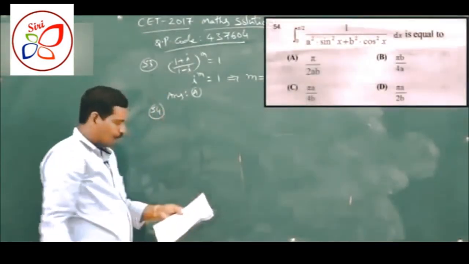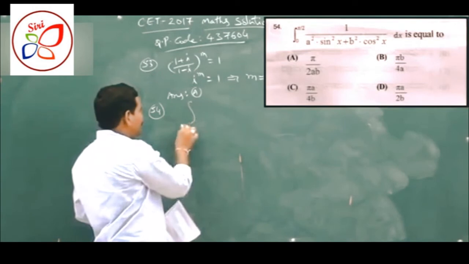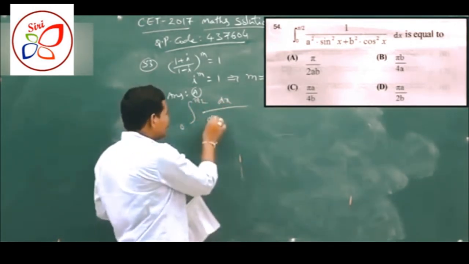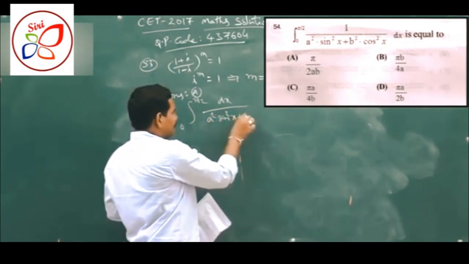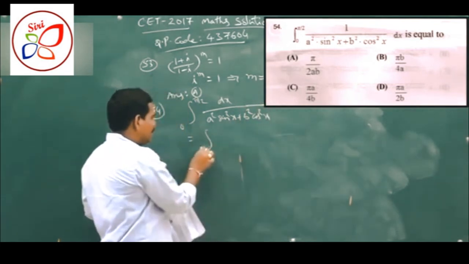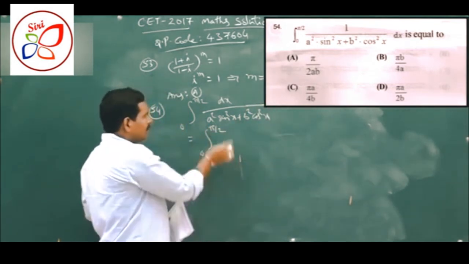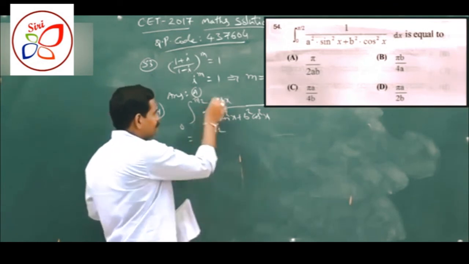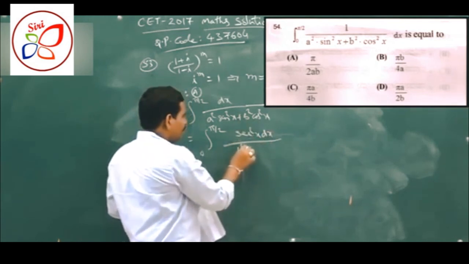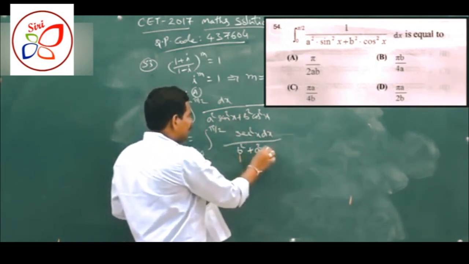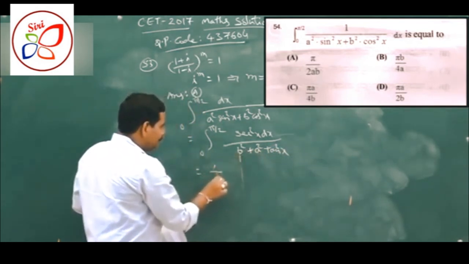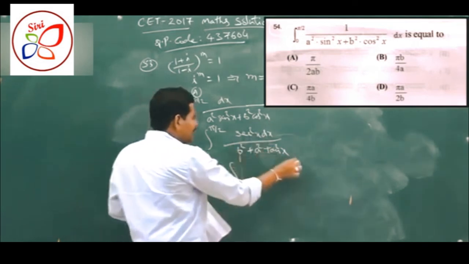Question number 54. Integral 0 to pi by 2 dx by a square sin square x plus b square cos square x. Dividing by cos square x on both, 1 by cos square is secant square x dx, here b square, here a square sin square by cos square is tan square x. Take a square common and tan x is equal to t.